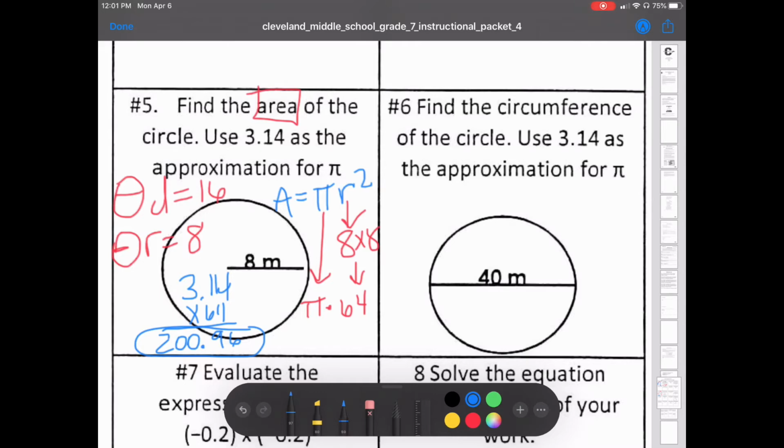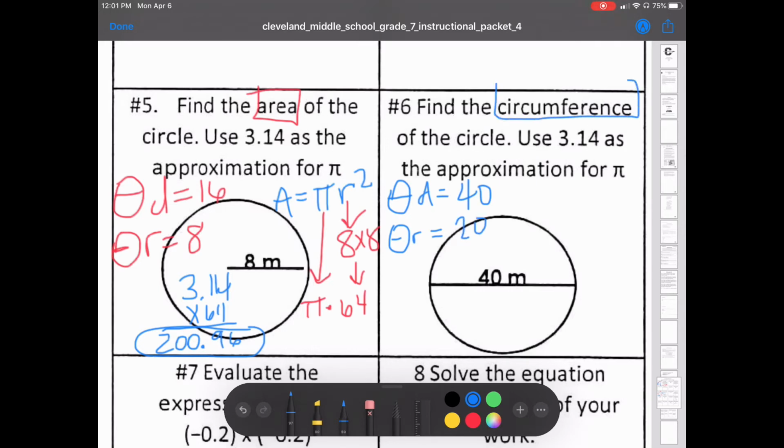All right, on number 6, it also talks about a circle. I'm going to use my same strategies. Diameter is all the way across, radius is halfway. I can look at this picture, it shows the diameter. To go from diameter to radius, we're going to divide that number by 2. 40 divided by 2 means the radius is 20.